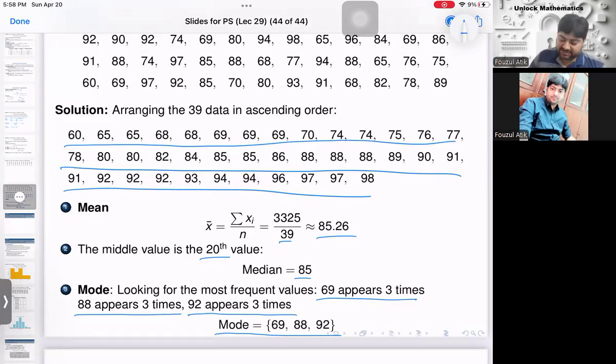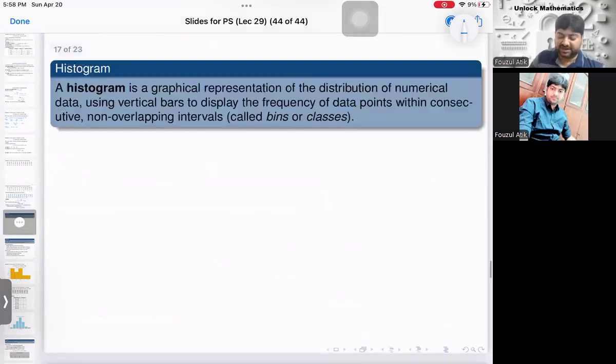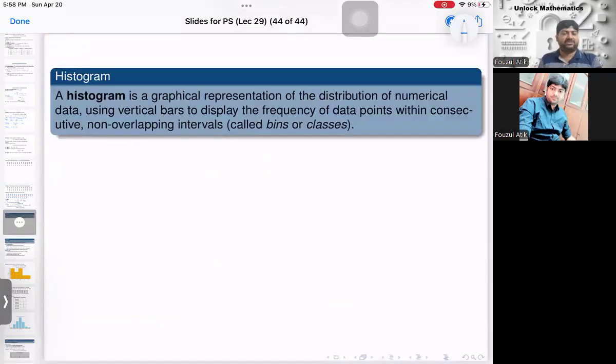So next we'll discuss how to represent the data in visualization. First, we'll discuss only a few things about it. First thing we'll discuss is the histogram. What is a histogram? A histogram is a graphical representation of the distribution of numerical data using vertical bars to display the frequency of data points within consecutive non-overlapping intervals. These intervals are called bins or classes. We will see the example.